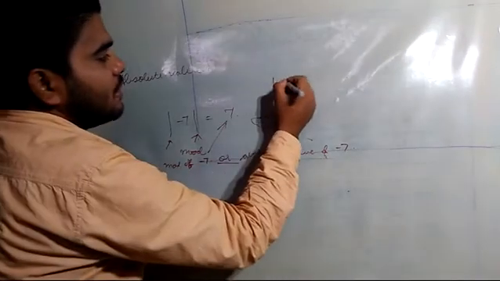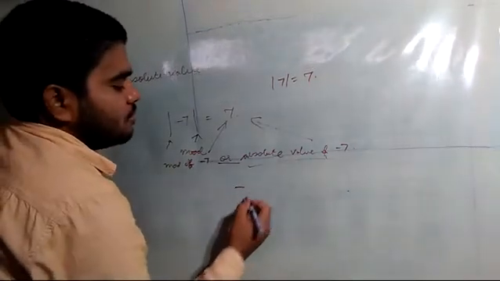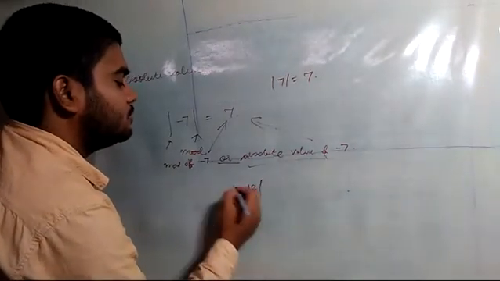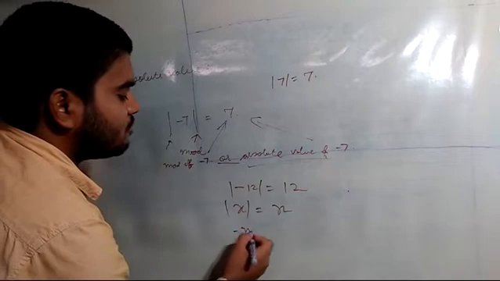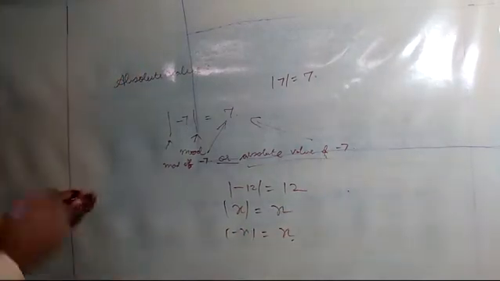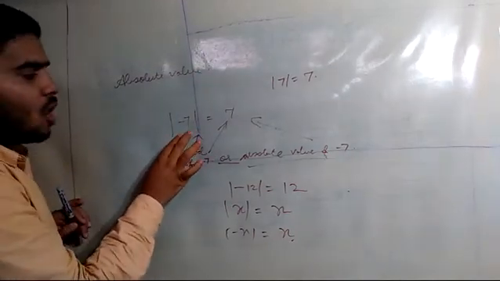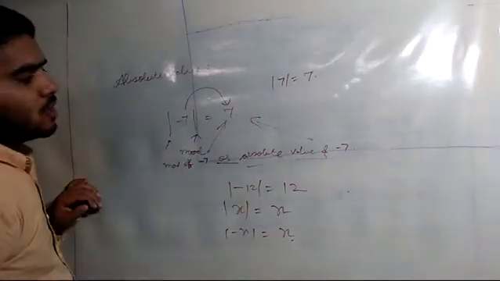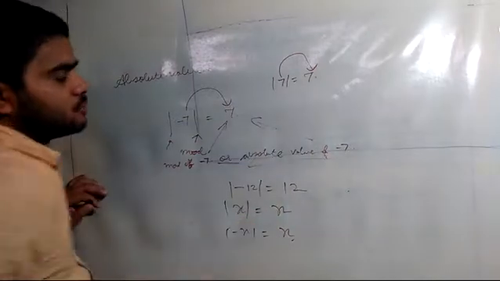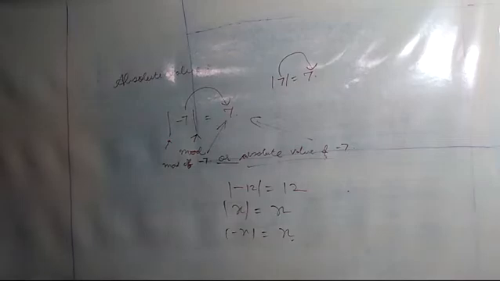Now if I have 7, mod of 7 will always be equal to 7. If I have mod of 12, then again 12. Mod of x, mod of -x equal to x. So what did you observe? Whenever a number is written inside this mod, the number which comes out is always positive, be it negative or positive. Here a positive number is there, so the answer is positive. Here a negative number is there, then also the number is positive. So this is called mod of the value, mod of any value.